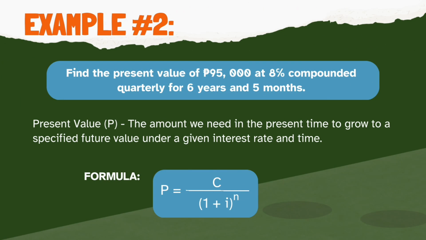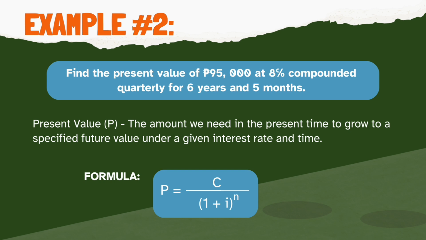Here is another example of finding the present value. Find the present value of 95,000 at 8% compounded quarterly for 6 years and 5 months. The 8% compounded quarterly for 6 years and 5 months in the problem means it will be due in 6 years and 5 months, with an interest rate of 8% per year compounded quarterly. Again, present value, with the symbol P, is the amount we need in the present time to grow to a specified future value under a given interest rate and time.